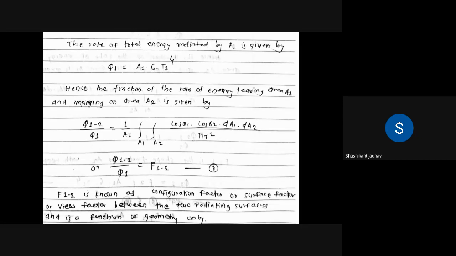F1 to 2. Okay, what is the another name for that? That is Q122 divided by Q1 is nothing but F122, and that is the equation number 8. And what is the meaning of this F122? It is known as configuration factor or surface factor or view factor between the two radiating surfaces and is a function of geometry only.